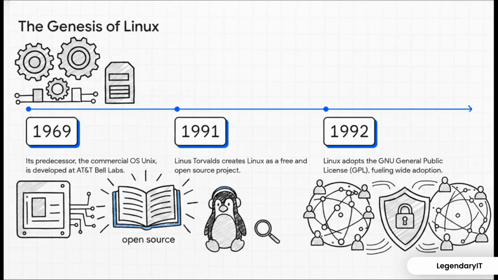So the story kind of starts way back in 1969 with its predecessor, this big commercial OS called Unix. But the real magic happens in 1991. A student in Finland, Linus Torvalds, just decides, you know what, I'm going to build my own free version. And just a year later, he makes this absolutely game-changing decision. He releases it under something called the GNU General Public License, or GPL. Now, this sounds like some technical jargon, but it was so much more than that. It was a promise that Linux would always be free for anyone to use, to change, and to share. And that right there is what sparked a global movement. Suddenly, developers from all over the world could build on it together.